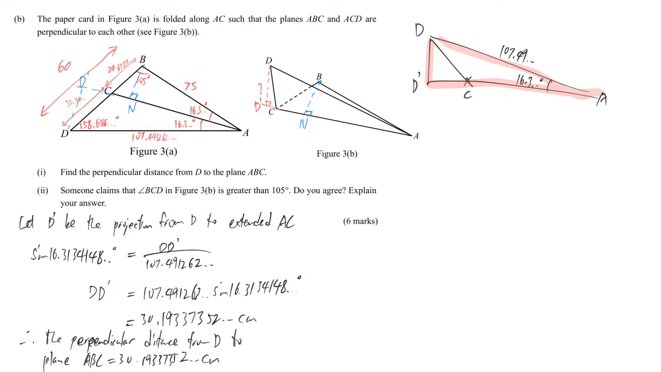Then it comes to the most difficult part of this question. They say that angle BCD is greater than 105 degree.